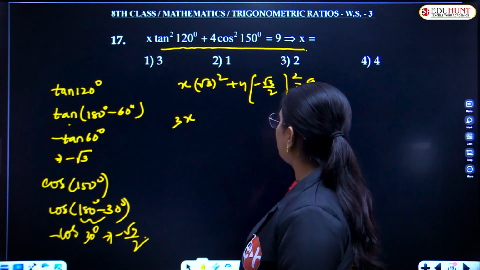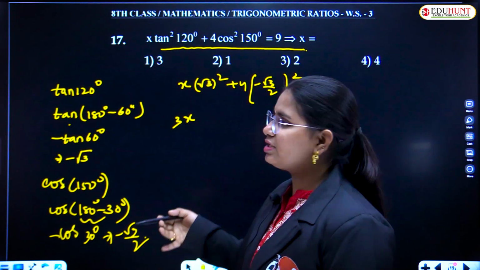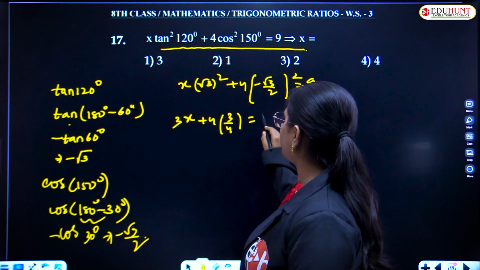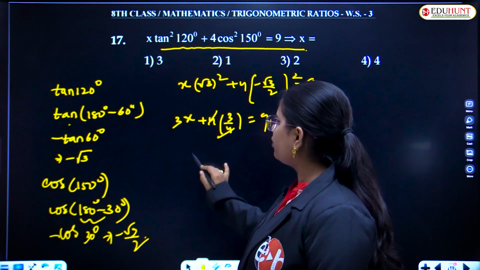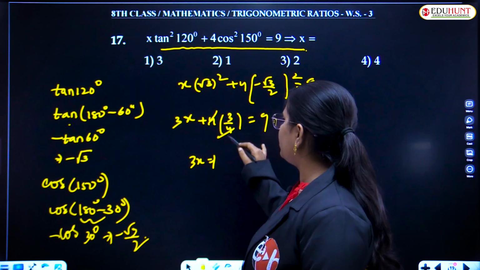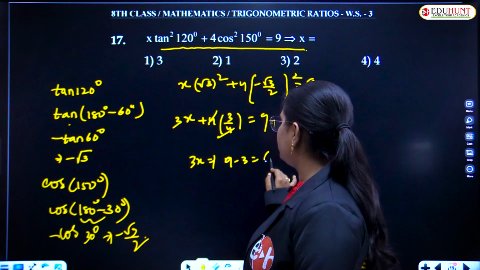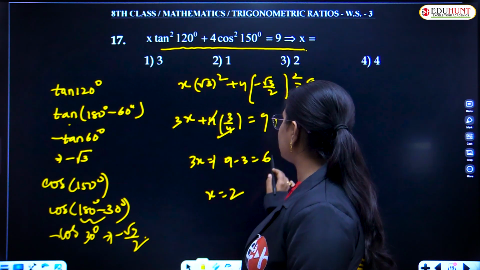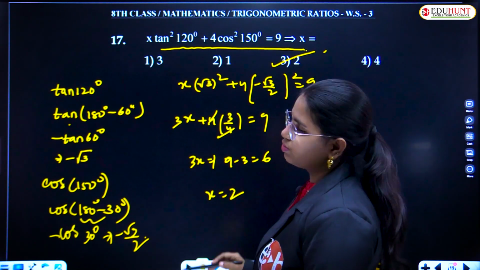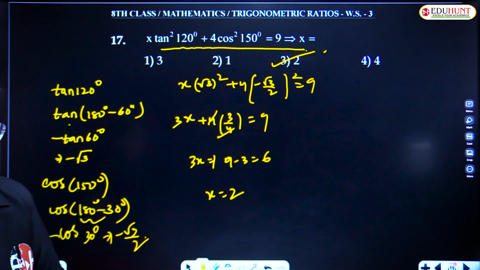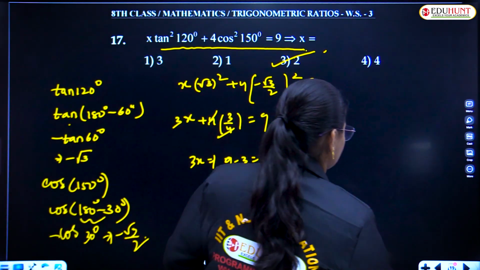Next, root 3 by 2 whole square, which is 3 by 4, plus 4 into 3 by 4 is equal to 9. 4 will get cancelled. 3x is equal to, transposing 3 to that side, what will it become? 9 minus 3, 6. So the x value is 6 by 3, which is equal to 2. The x value is 2 over here, right? Yes. So we will get back to the next question.